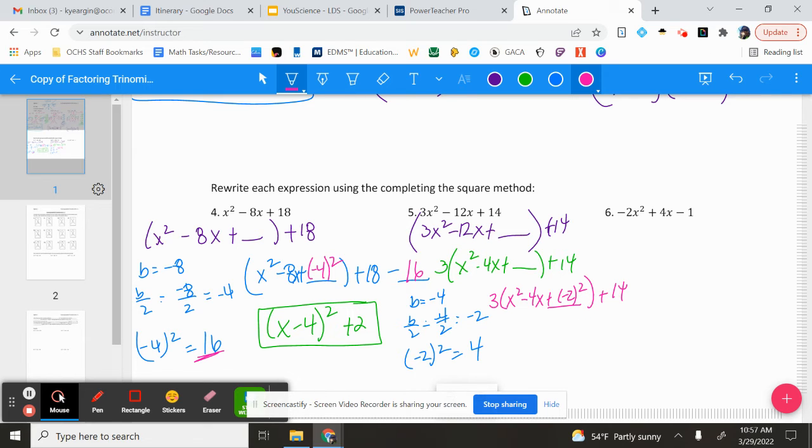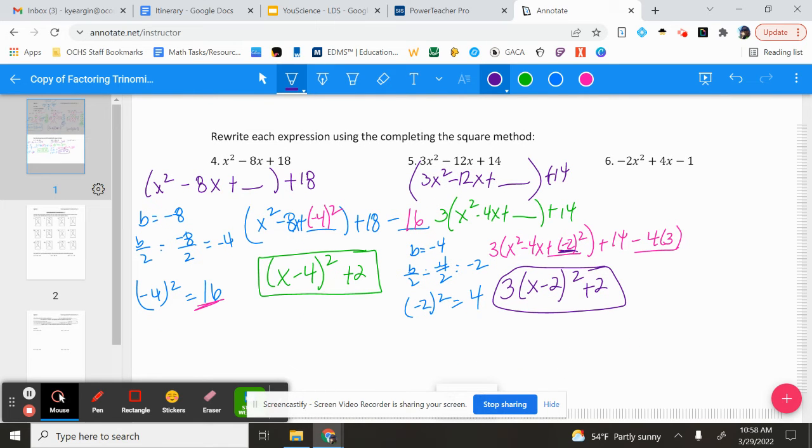But when I get ready to take out the 4, I can't forget that the 4 is also being multiplied by 3. This number is being distributed. When I get ready to write my condensed form, all I need to do is 3 times x, and in this case it's going to be minus 2 squared. And then in your calculator type in 14 minus 4 times 3. So 14 minus 12, which gives me positive 2.